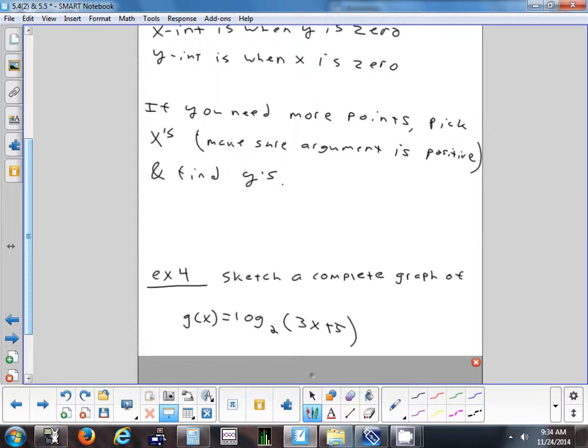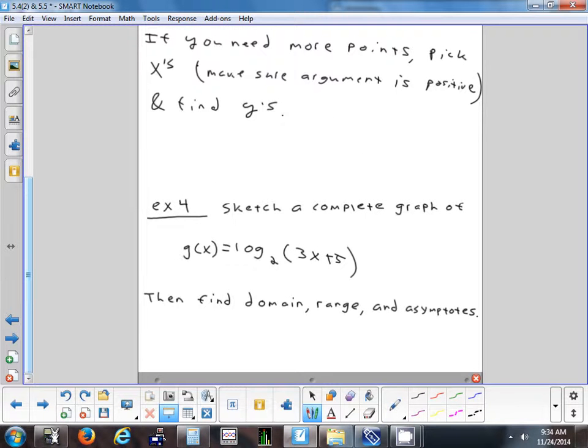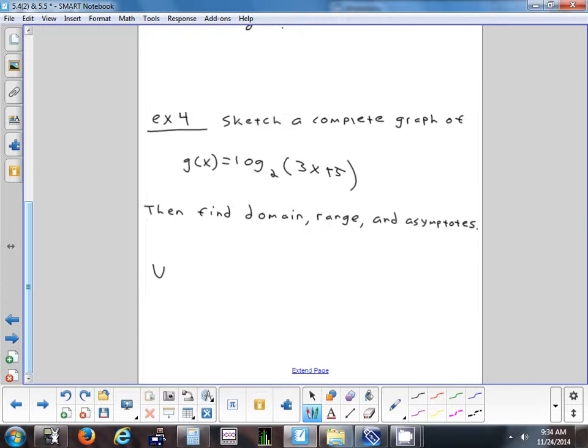Okay, what happens when you compress the log function is it takes something that was more of a smoother curve and it starts to make it a little bit sharper of a curve. Right, so that's kind of the idea of what's going to happen. And after we graph it, then we'll look at the domain, the range, and the vertical asymptote. In fact, I think we're going to find the asymptote first, because that's going to help us graph it.